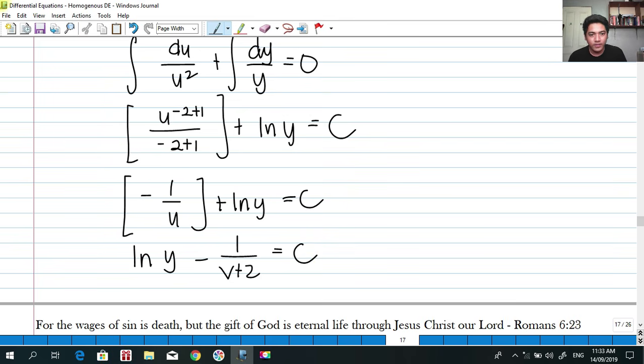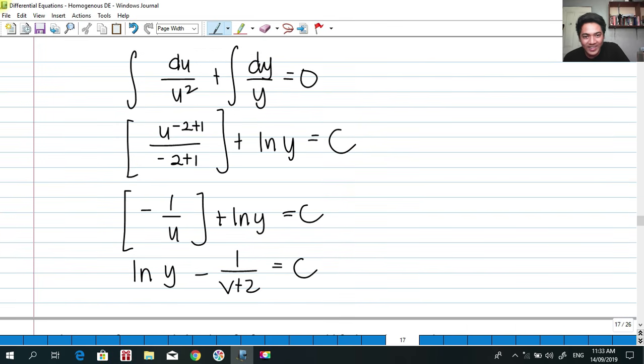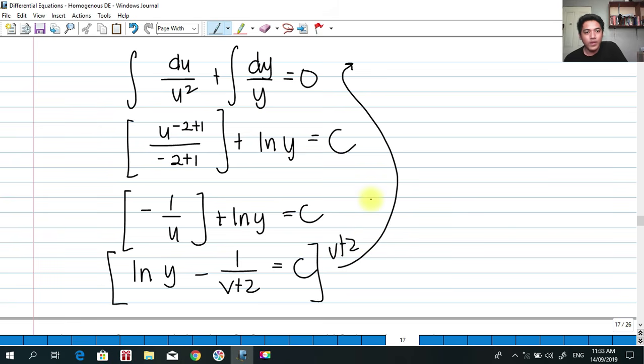Okay? Are we done? Not yet. We're not yet done. As you can see here, we already have a simplified expression, but the b plus 2 still needs to be substituted back. So if I'm going to multiply this whole side of our equation by b plus 2, what will happen? We have b plus 2 multiplied by ln of y minus 1 is equal to c times v plus 2.